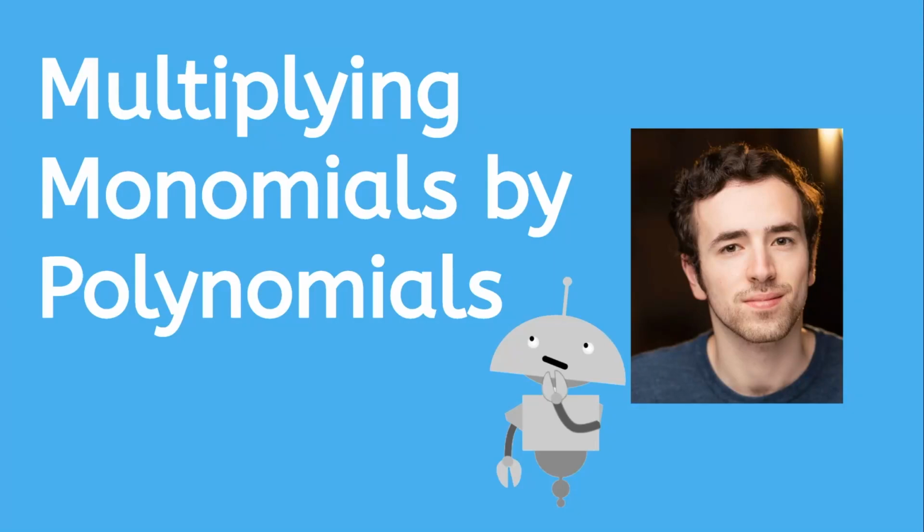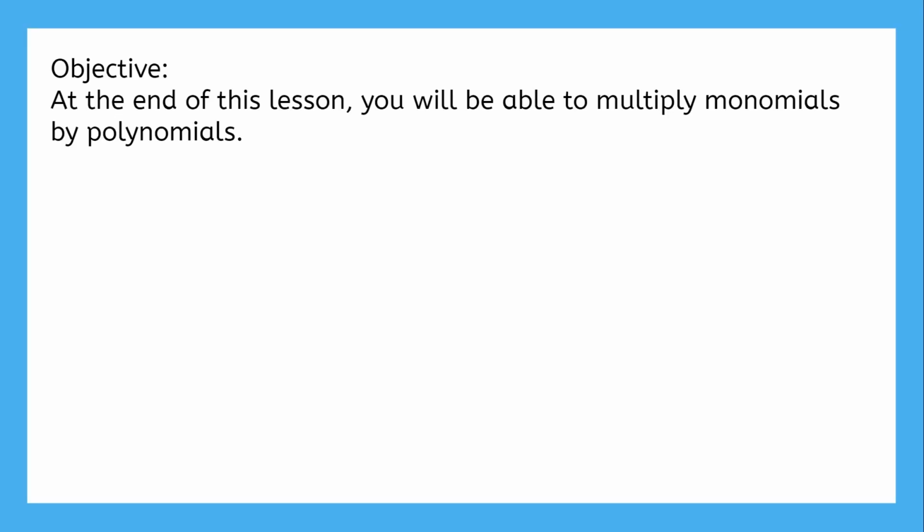In the last lesson, you learned some important terms for discussing polynomials. So now it's time to put those terms into action. This unit is all about multiplying and factoring polynomials. So we're going to start off by learning the essentials of polynomial multiplication using a visual model to help you understand exactly what's happening. By the end of this lesson, you will be able to multiply monomials by polynomials.